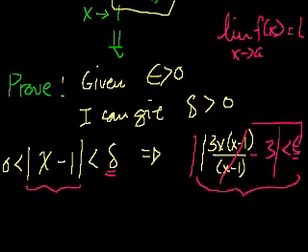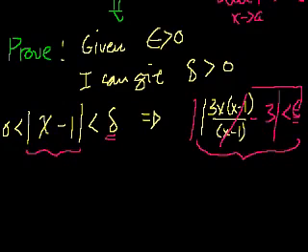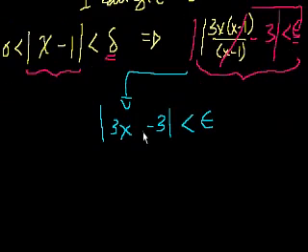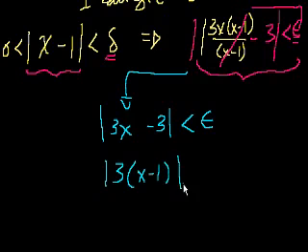So this simplifies to the absolute value of 3x minus 3 is less than epsilon. And then we could factor out a 3. So we could say the absolute value of 3 times (x minus 1) is less than epsilon. And you might already see we already have an x minus 1 there and an x minus 1 there.